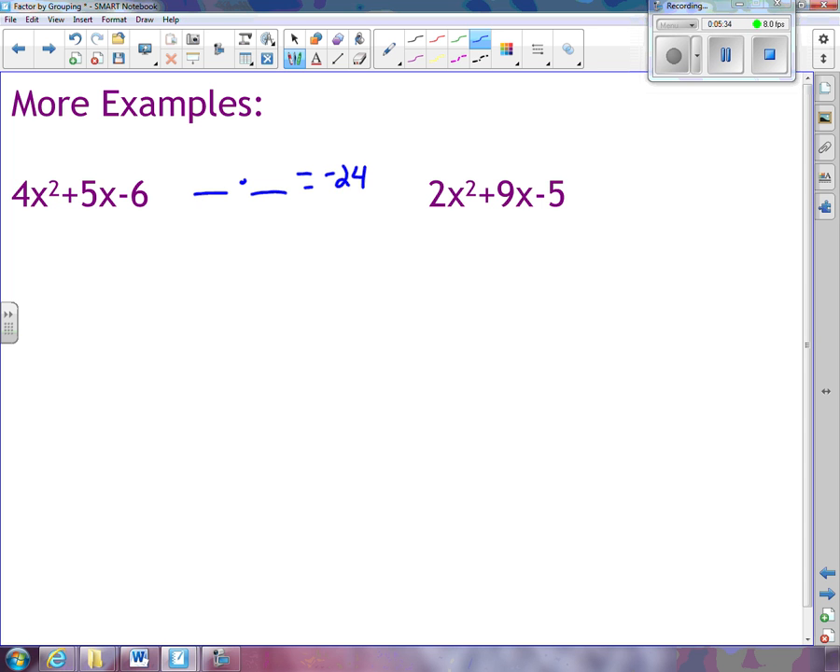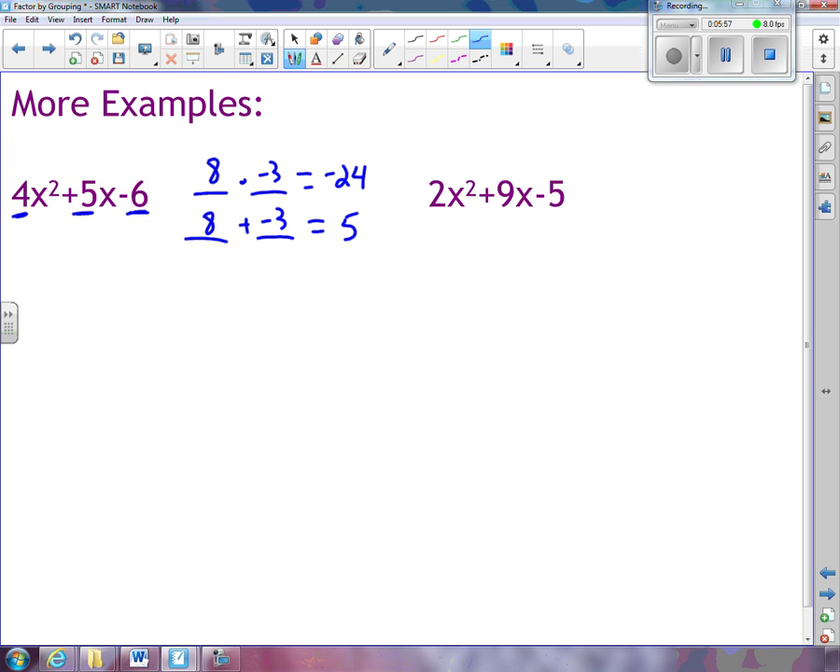Okay, so if you look at this example, we're trying to figure out two numbers that multiply to negative 24 and that add to 5. So to get this negative 24, you're taking A and C, and to get this 5, it's just the middle term, or B. So the two numbers that multiply to negative 24 and add to 5 are 8 and negative 3.